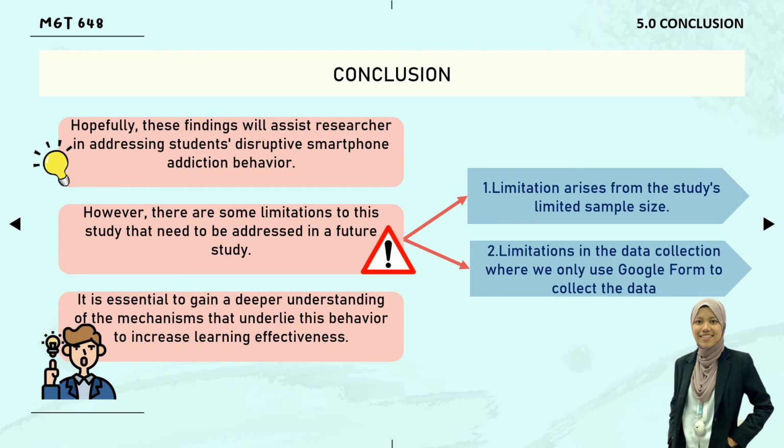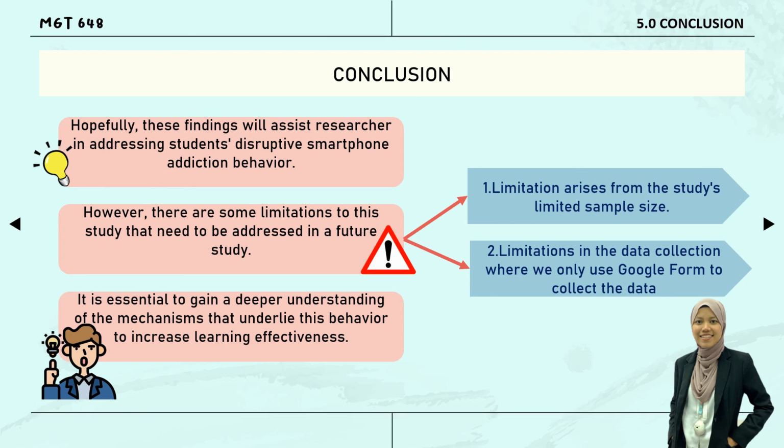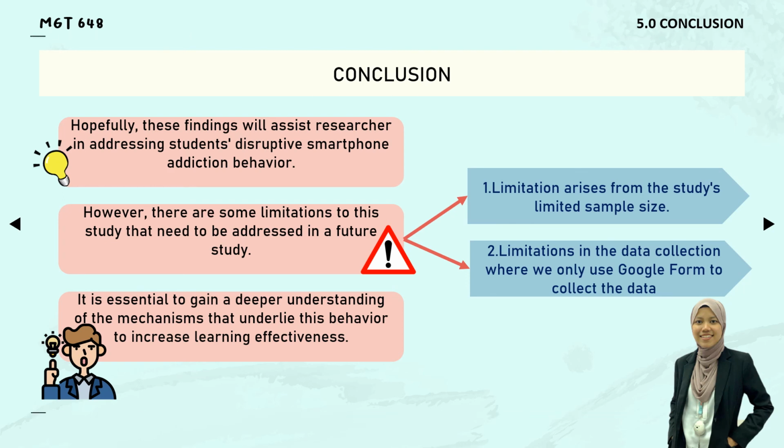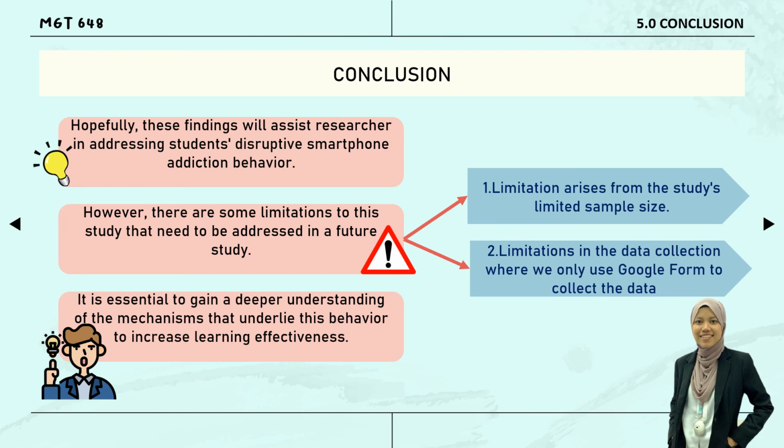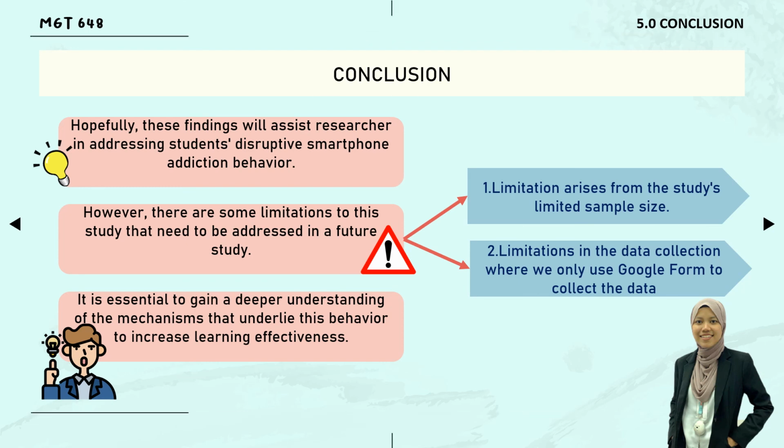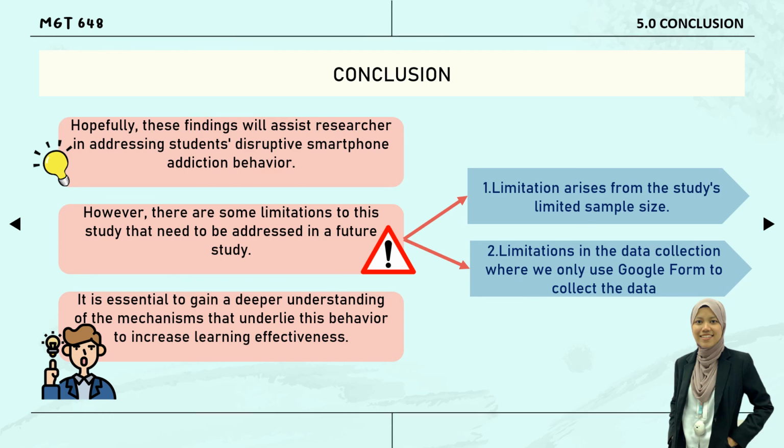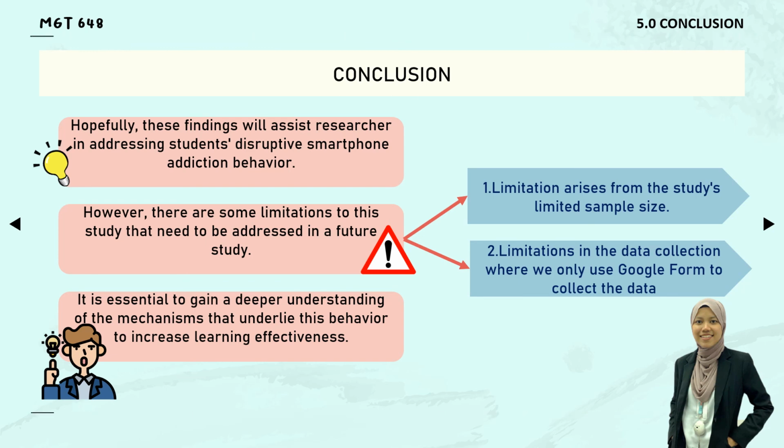This generation of university students' usage of smartphones is unquestionably ingrained in their culture. They utilize them in class as well as when doing homework and learning. It is essential to gain a deeper understanding of the mechanism that underlies this behavior to increase learning effectiveness.